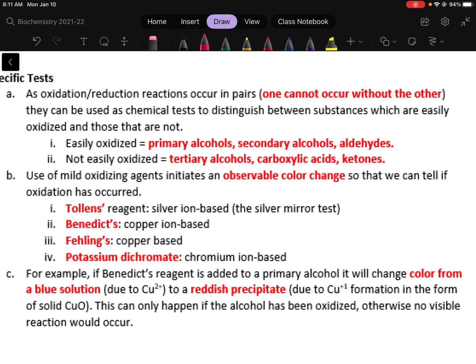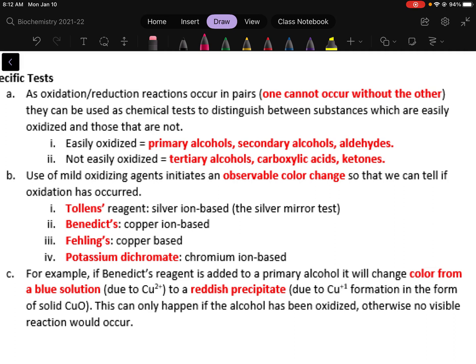You've actually probably done some of these reactions already in first year chemistry. There are these common ones, not common like everybody in the general public knows about, but people in chemistry know about: Tollens reactions, Benedict's reactions, Fehling's, or potassium dichromate. The long and short of it is, if a redox reaction is possible, we'll see some sort of color change. We'll see some sort of temperature change. We'll see some sort of indication that a chemical reaction has taken place.